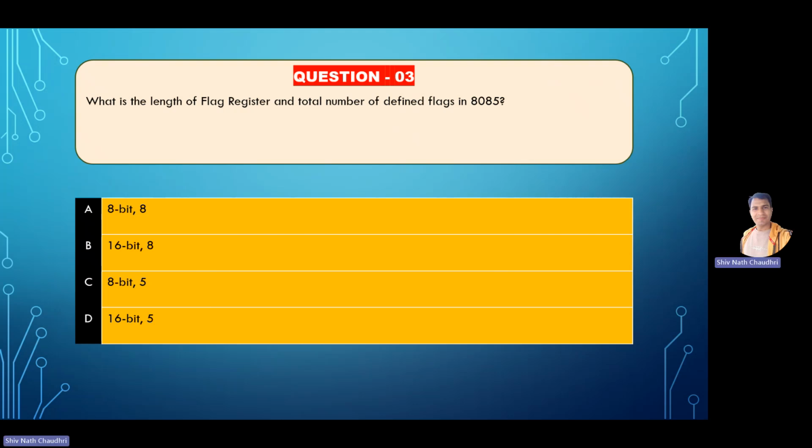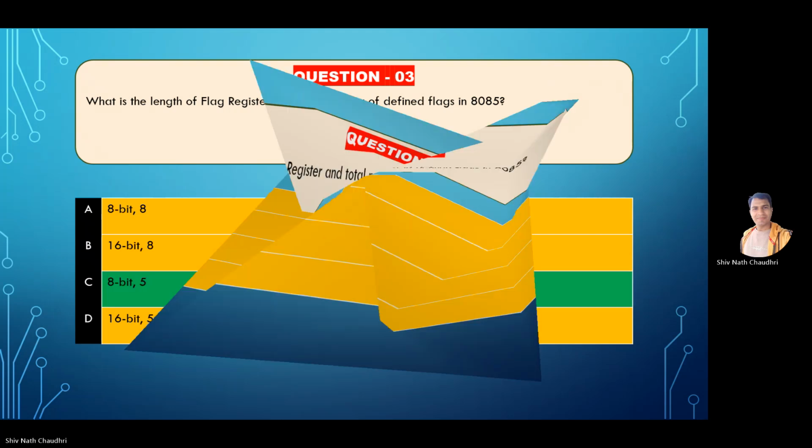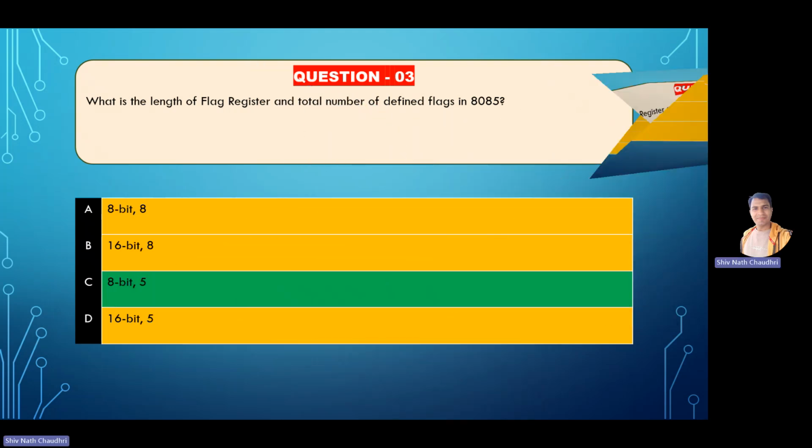In 8085, the length of the flag register is 8-bit and we have 5 defined flags in 8085: sign flag, zero flag, carry flag, auxiliary carry flag and parity flag. So C should be the answer for this question. Let's see. Yes, C is the answer for this question.